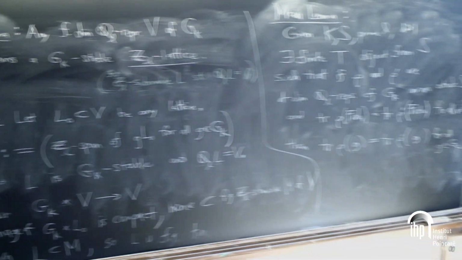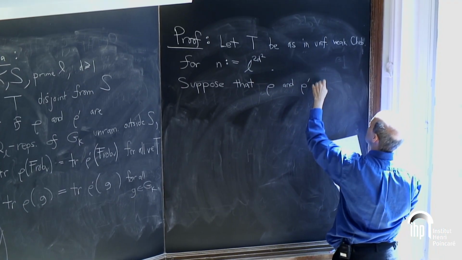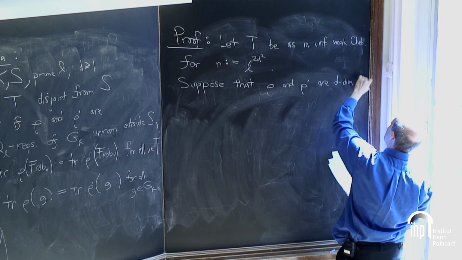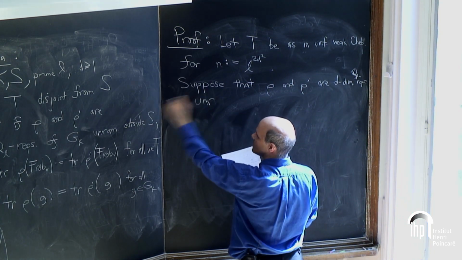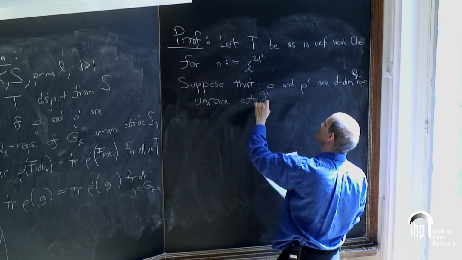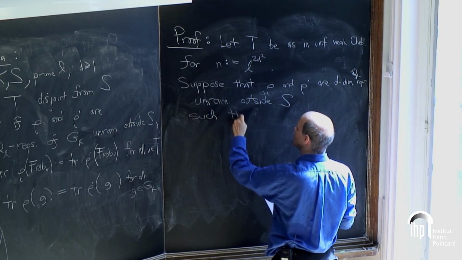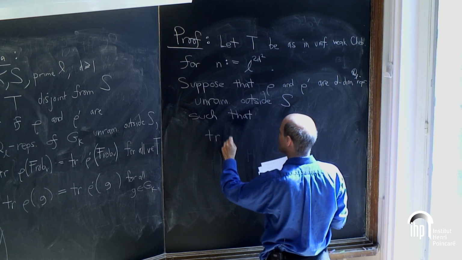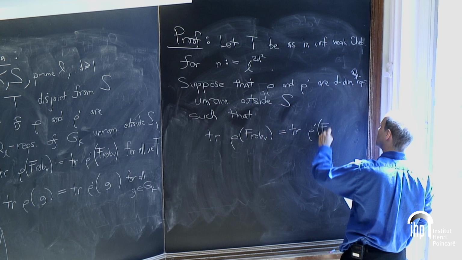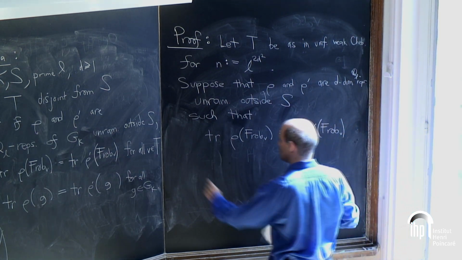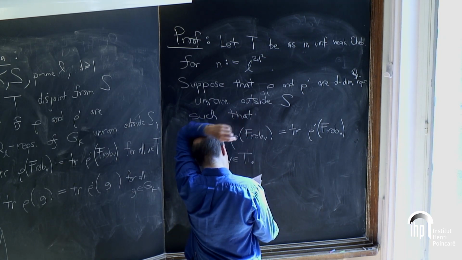So let me give myself the two representations, rho and rho prime. Let's say they are d-dimensional Q_l representations, and they're unramified outside S, just as in the hypothesis here. And such that, exactly as there, the traces agree on the Frobenius elements coming from T. So this holds for all v in T. And I somehow want to show the traces are equal on all Galois elements.